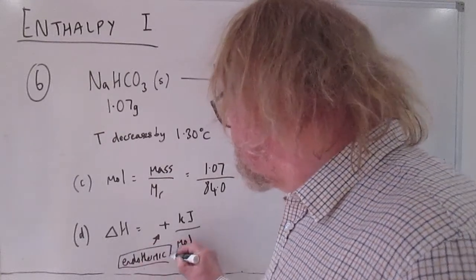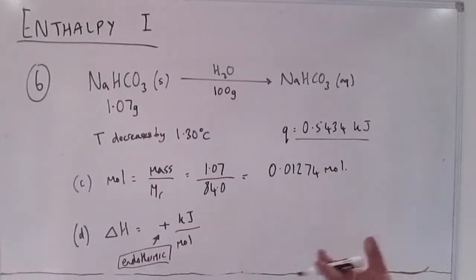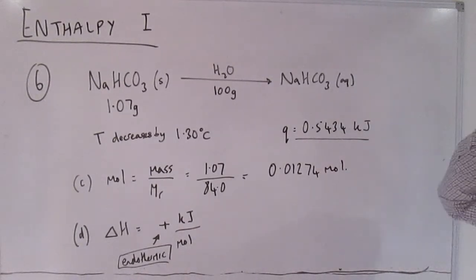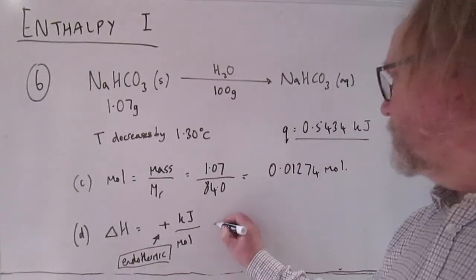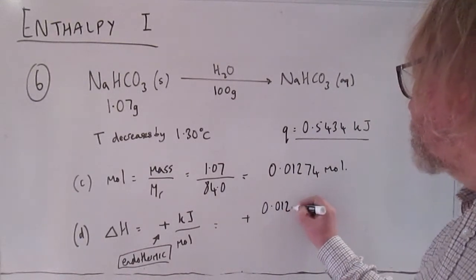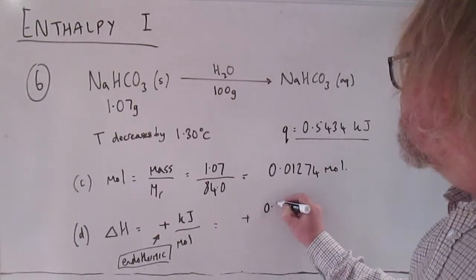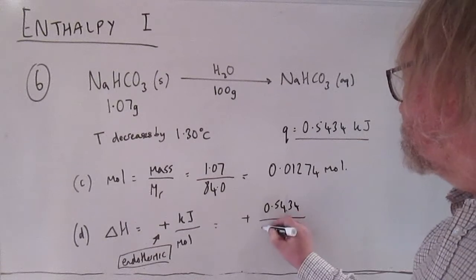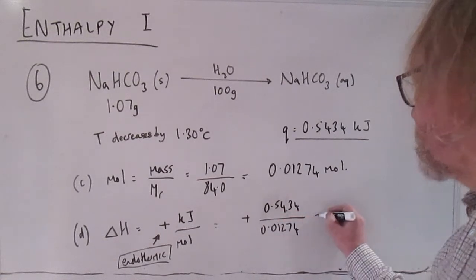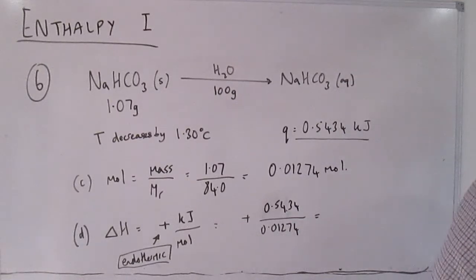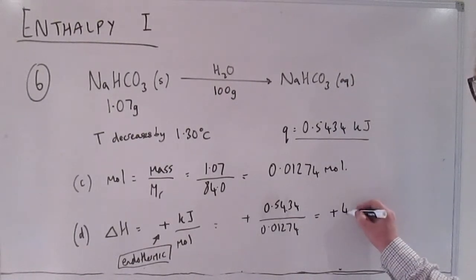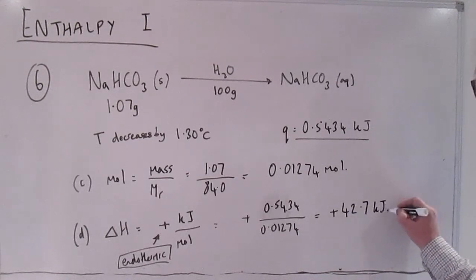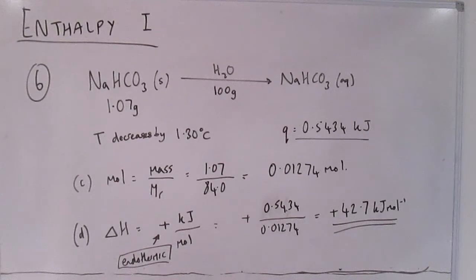And we know it's endothermic, obviously, because the temperature went down. So the sign of delta H is dictated by whether the temperature went up or down. So it went down, it's endothermic, therefore it's positive. So that's plus 0.5434 divided by 0.01274, which comes to plus 42.7 kilojoules per mole. Make sure that you put the explicit plus sign in. It's not just 42.7. Enthalpies have to have an explicit negative or positive sign. So plus 42.7 kilojoules per mole is your answer.